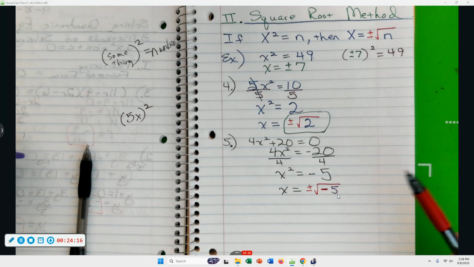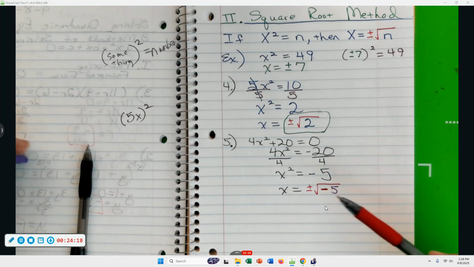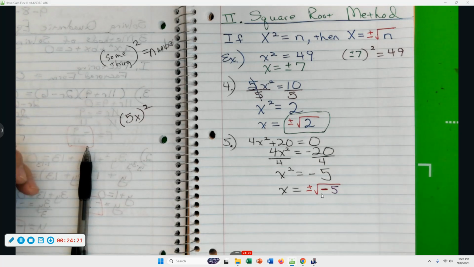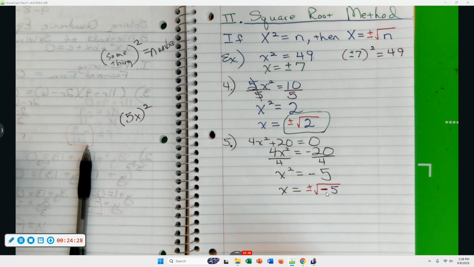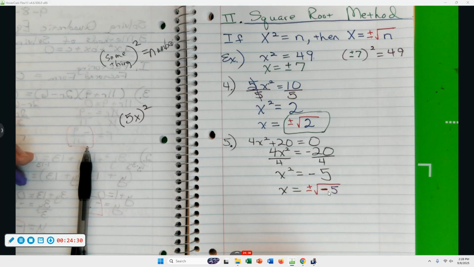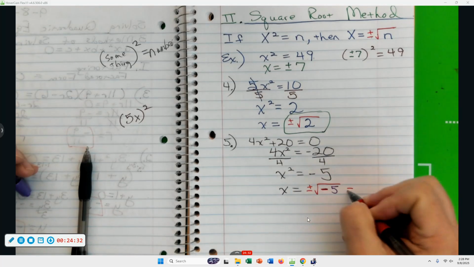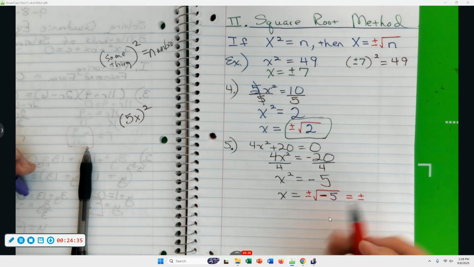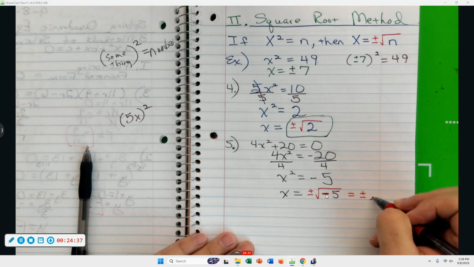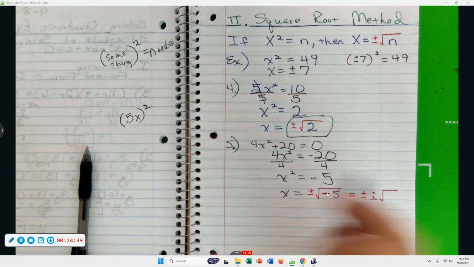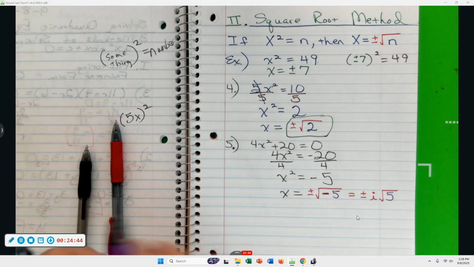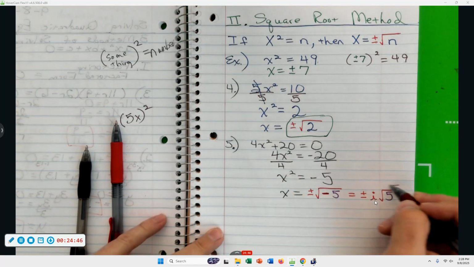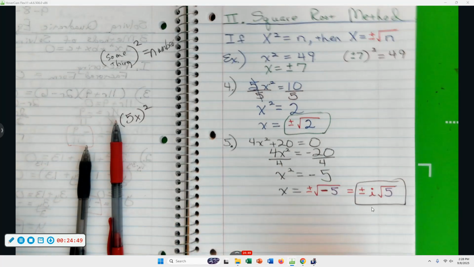What do we have to do with the square root of a negative? What was the stuff we were doing on the second day of class? If you see a negative number under a square root, you have to rewrite it using what? I. Good. So you're going to have a plus or minus. Since it's negative, I bring out an i. I'm going to leave the 5 under the square root. Plus or minus i square root of 5.